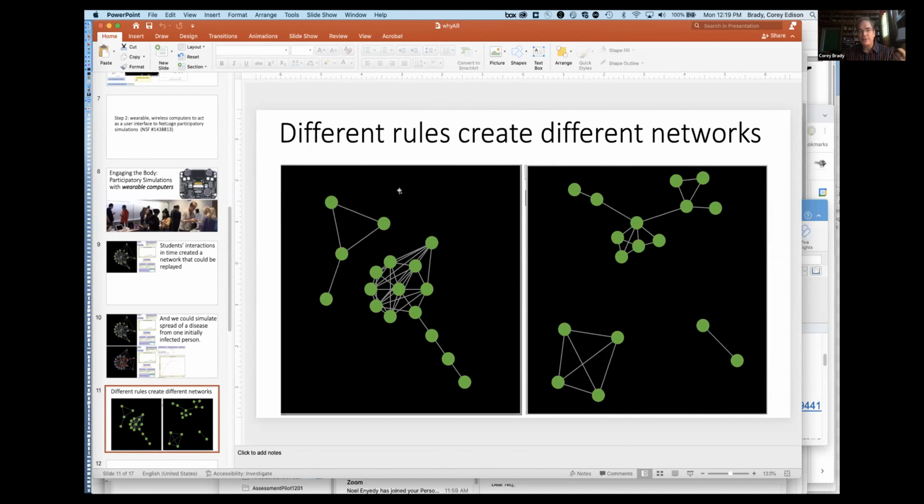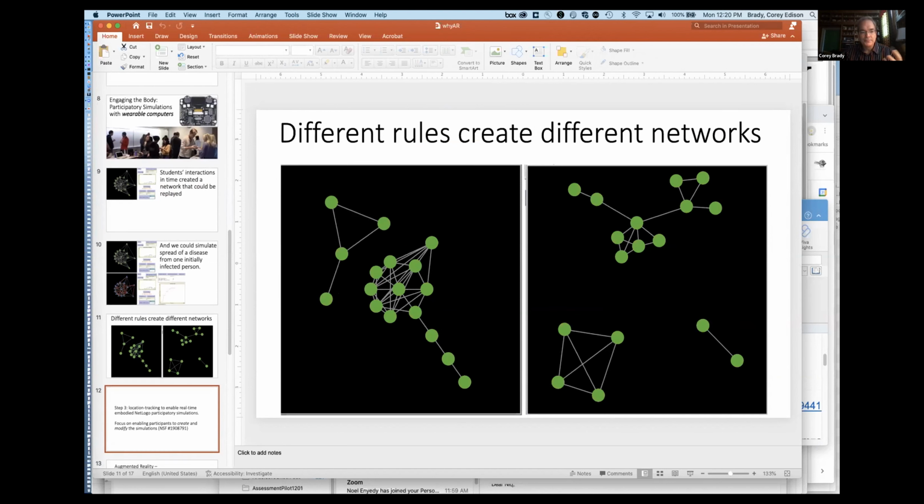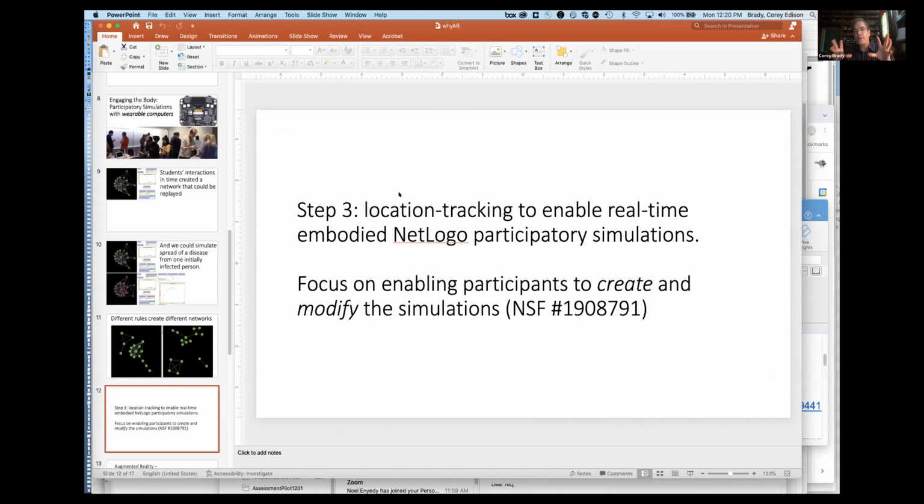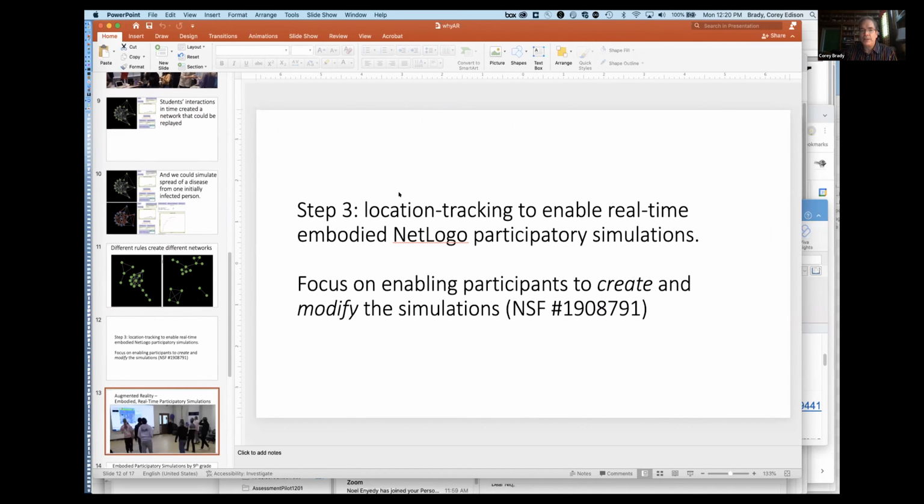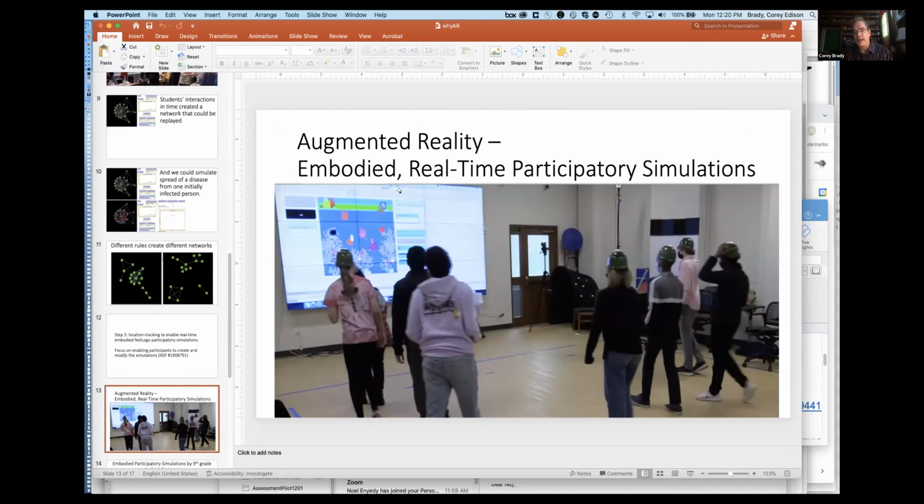And since the people are people, they can interact according to rules that are about their lives. So on the left, we have people interacting only if they have another class together. And on the right, they're interacting only if they are friends on social media. And the disease obviously spreads in different ways, and the network dynamics come to the fore through that embodiment. So great, now the body's cool, but we don't have a real-time connection between the participatory simulation and the bodies, and that's what's next.